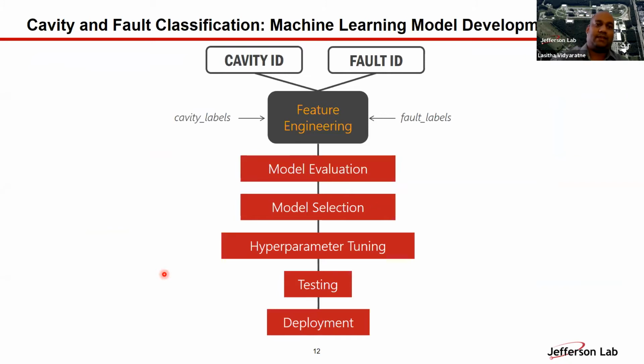So with our master data set set up, we set out to do machine learning model development. This is the flow that we followed. Once we have the data set with subject matter experts, fault labels and cavity labels, we first do feature engineering. And once we have the feature matrix, as I've shown before, we basically experiment with classification models with model evaluation, model selection, hyperparameter tuning, final testing, and then ultimately deployment in the CEBAF facility itself.